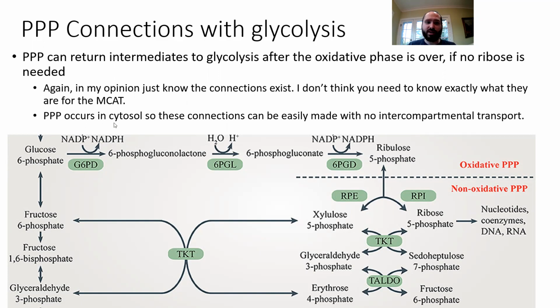Remember the pentose phosphate pathway occurs in the cytosol as well as glycolysis. So these connections can be easily made with no intercompartmental transport. Questions here? Can we assume that then prokaryotes also undergo the pentose phosphate pathway, just like glycolysis? Most definitely. Yep. They actually invented it. We inherited it as eukaryotes.